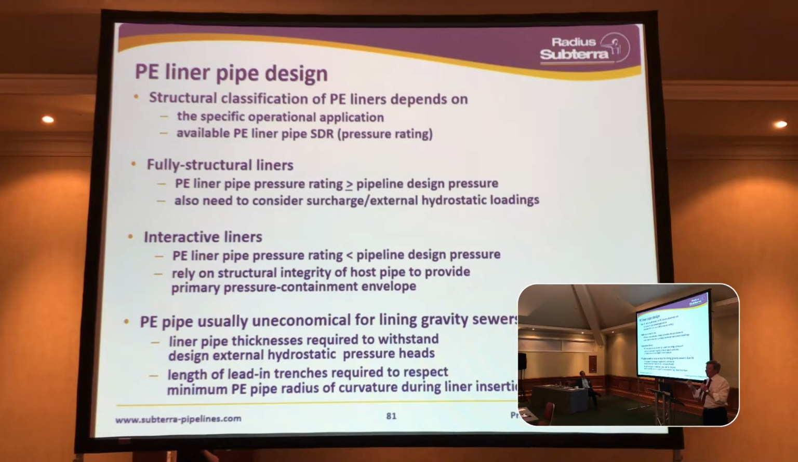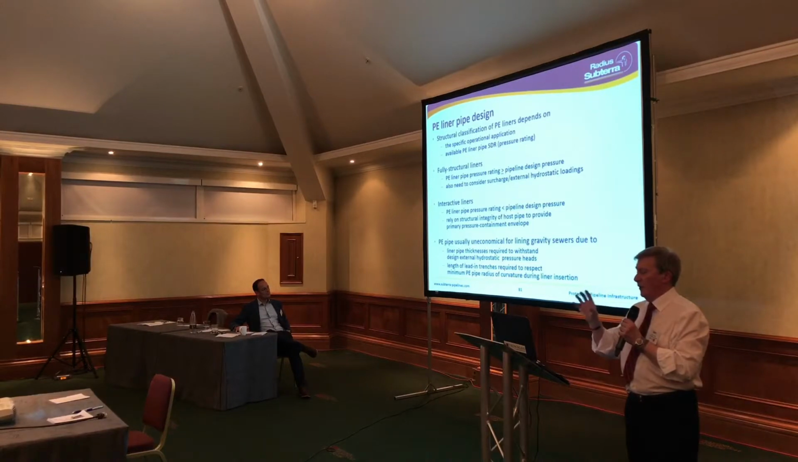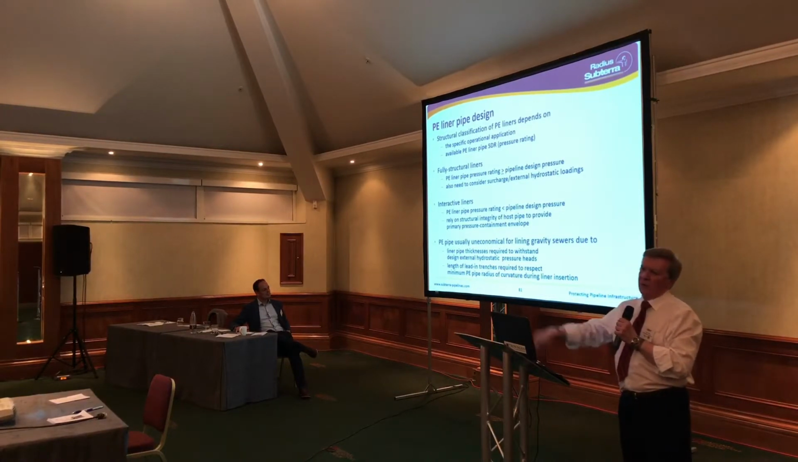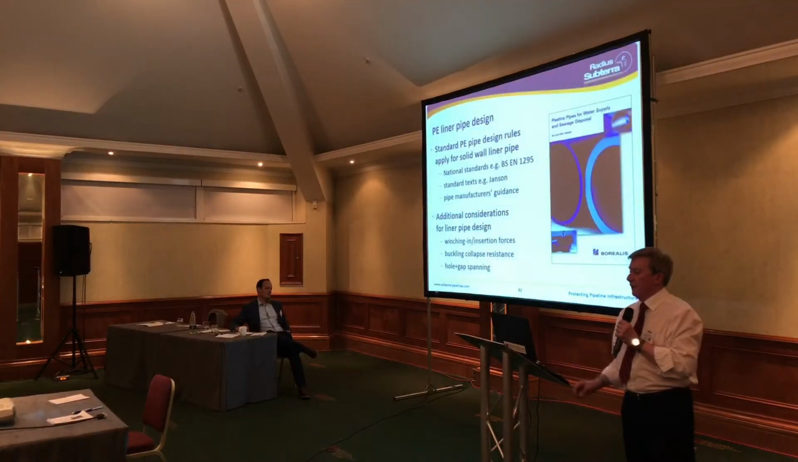PE pipe is usually uneconomic for lining gravity sewers, and that's because of the design thickness that is required to withstand the standard external hydrostatic pressure heads, but also this is about long lead-in trench lengths for sewers that are very, very deep, 5 metres, for example. They can be very significant.